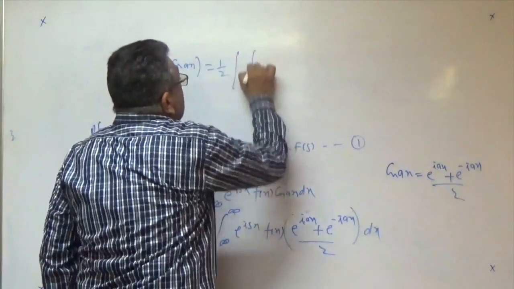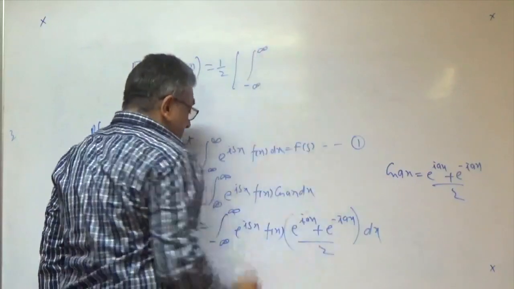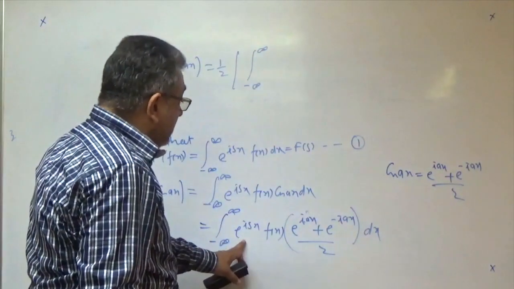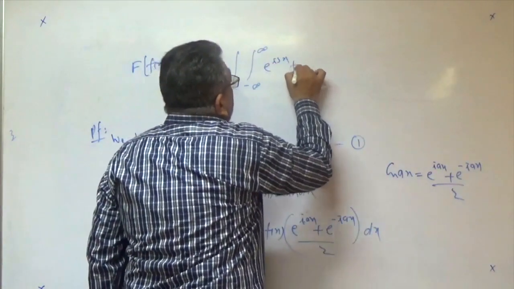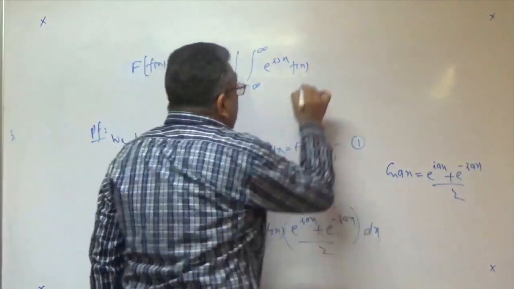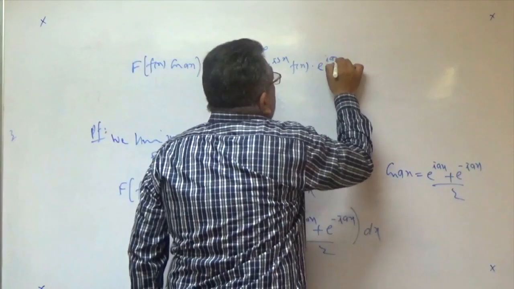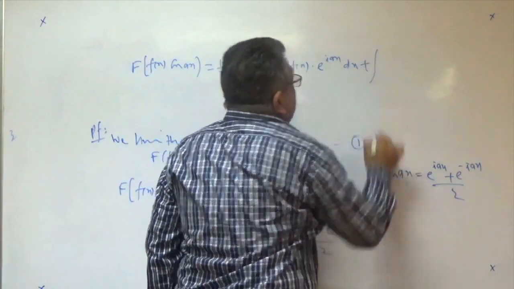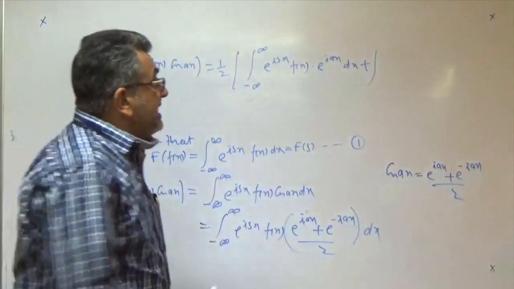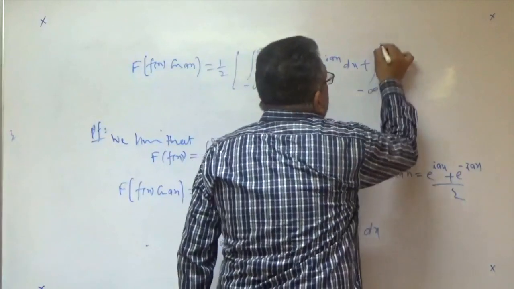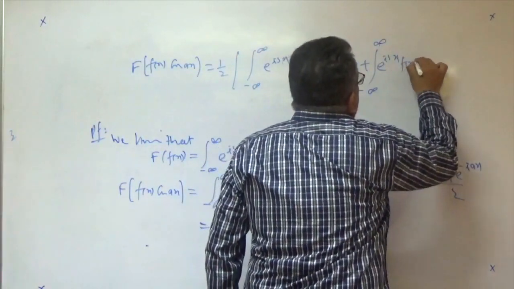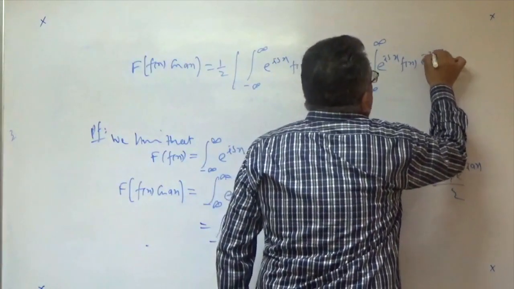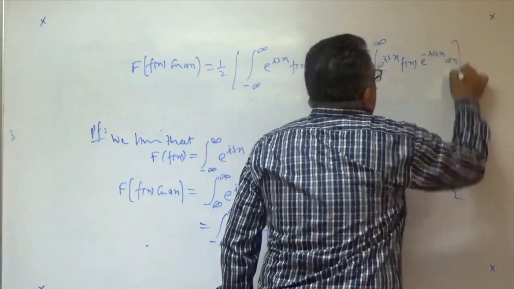Then we have two integrals. The first is the integral from minus infinity to infinity of e to the power isx f(x) e to the power iax dx. If we open the bracket and take the integral inside, then the second integral is from minus infinity to infinity of e to the power isx f(x) e to the power minus iax dx, right?